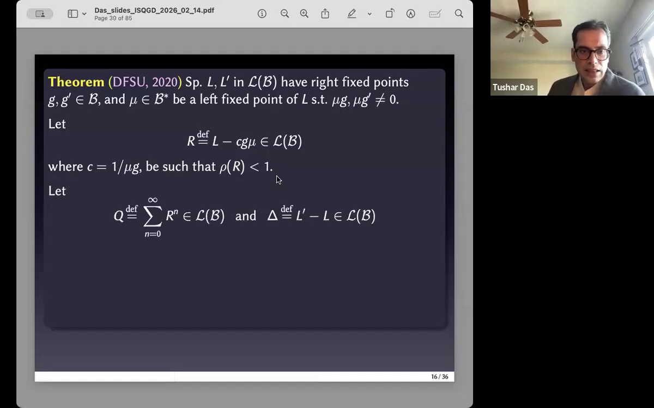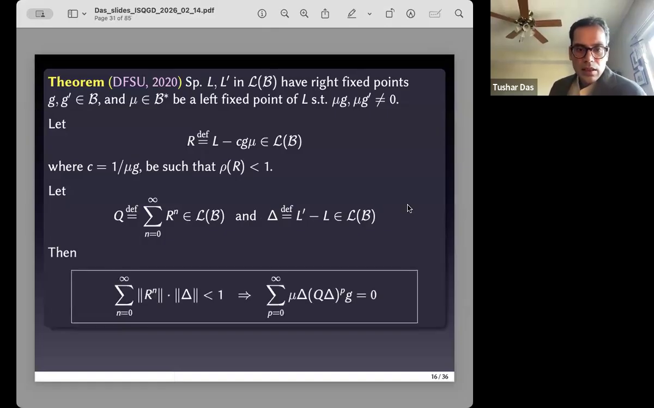So let's now form the Neumann series. The Neumann series for R is Q, and because the spectral radius is less than 1, Q now defines a bounded linear operator, and we can finally define the quantity that's very key in this whole story, which is the perturbation. So delta is the difference between L prime and L.